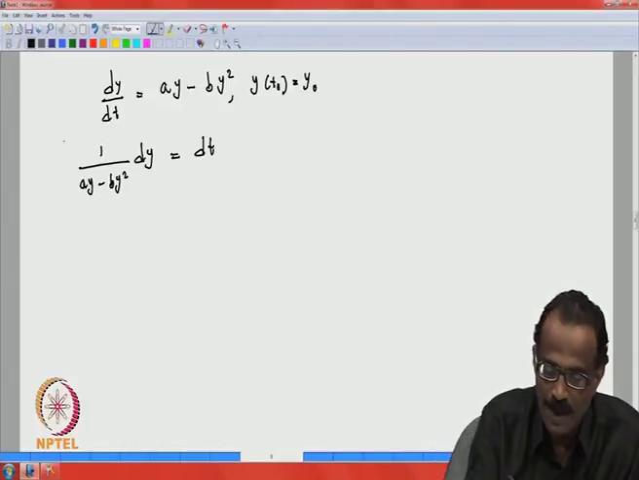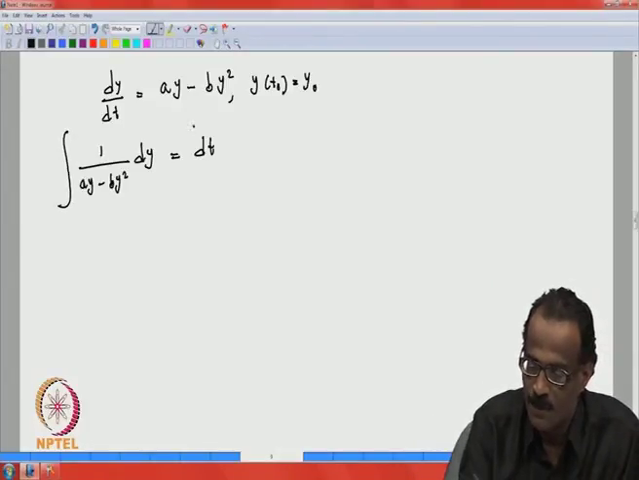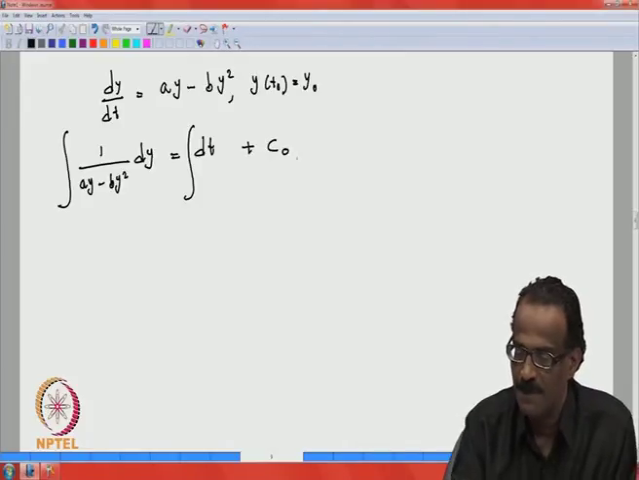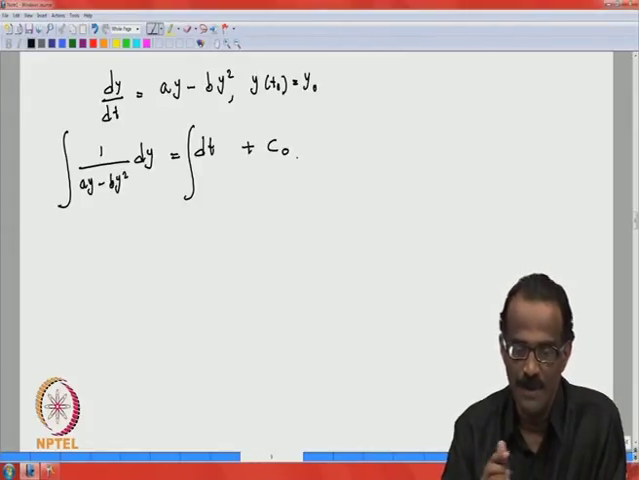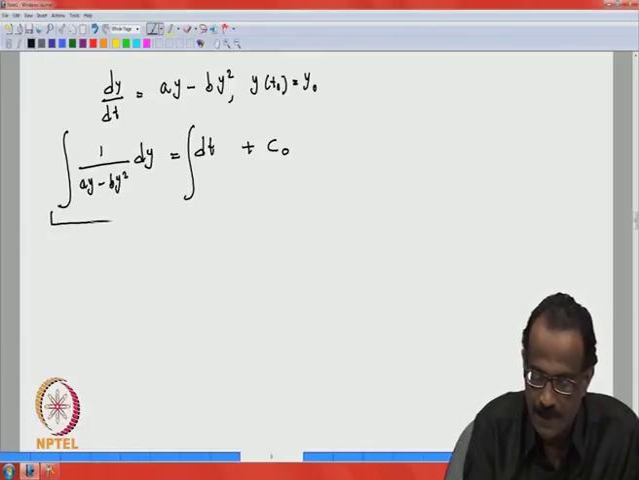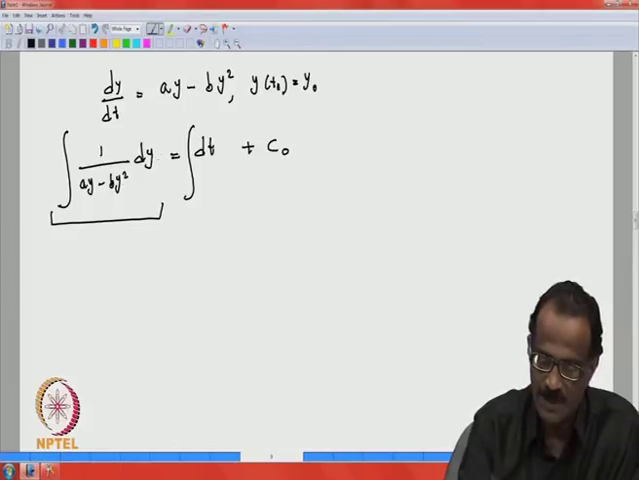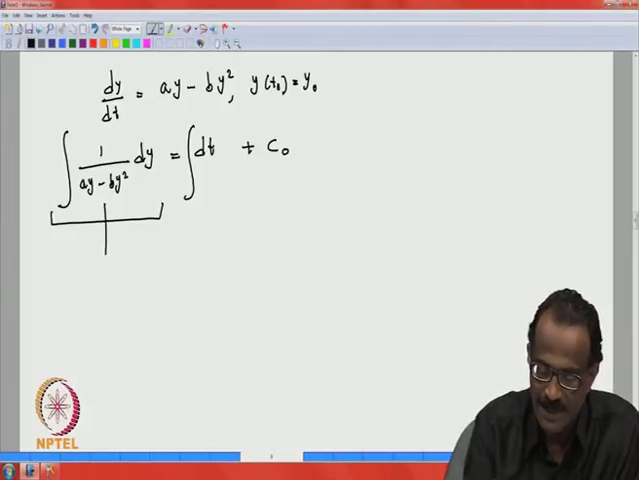So, after that you integrate and put a constant, no problem. This is fine, how to integrate is all right. Now how do you integrate this one? Of course you would have studied how to integrate this. This integration is done via partial fractions.